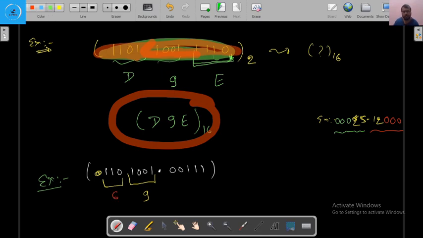Again, before the decimal point we are grouping from left to right, and after the decimal point we are going to group from right to left.